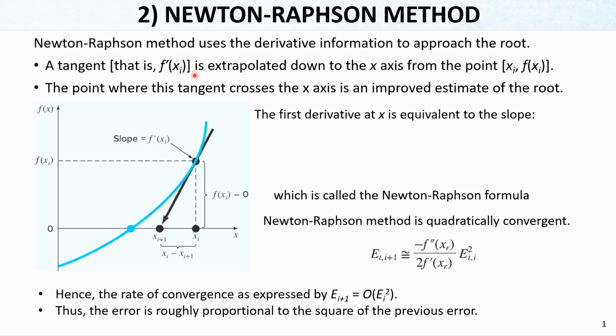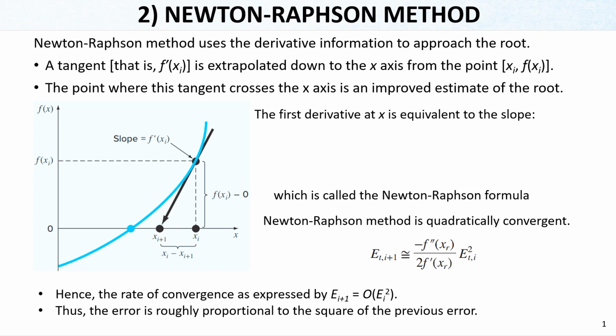So it is extrapolated down to the x-axis from the point xi, f(xi). From here it is extrapolated towards the x-axis on the path of the tangent, and the point where this tangent crosses the x-axis is an improved estimate of the root. And basically this Newton-Raphson method has the derivative information. That's why from this slope of the tangent, we can take the tangent angle of this side divided by this side, and from there we can get a formulation.